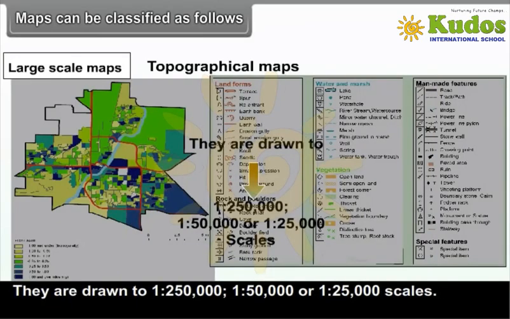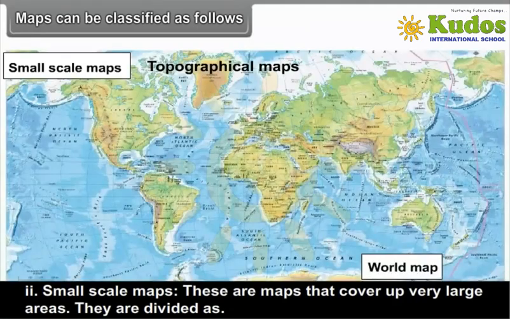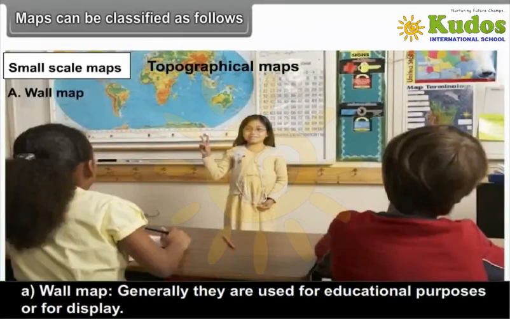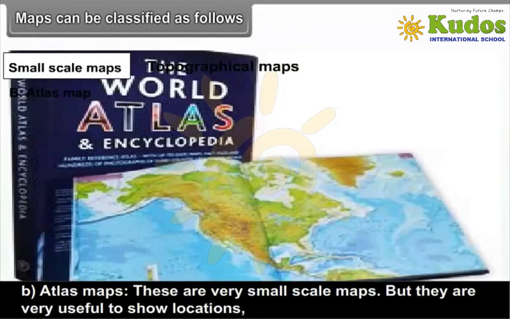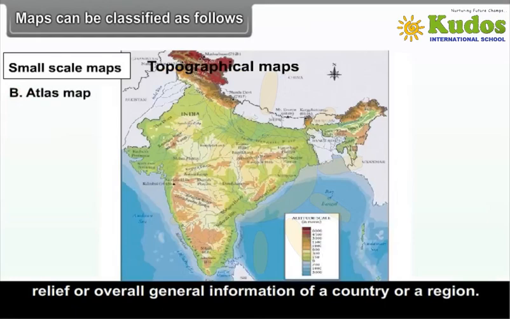They are drawn to 1:250,000 or 1:50,000 or 1:25,000 scales. Small-scale maps. These are the maps that cover large areas. They are divided as wall maps. Generally, they are used for educational purposes or for display. Atlas maps. These are very small-scale maps, but they are very useful to show locations, relief or overall general information of a country or a region.